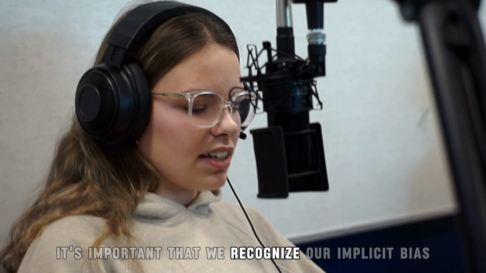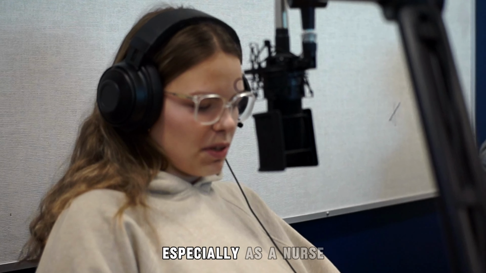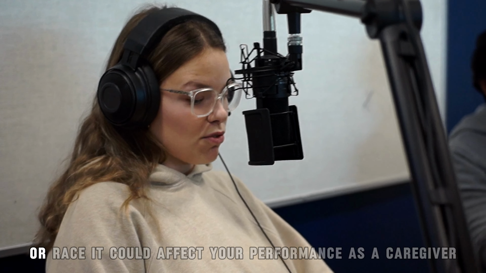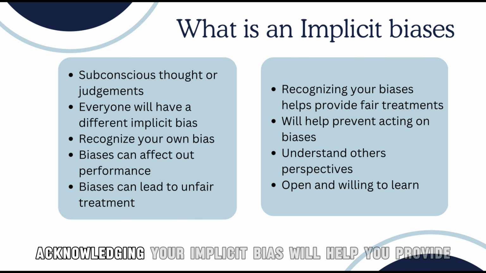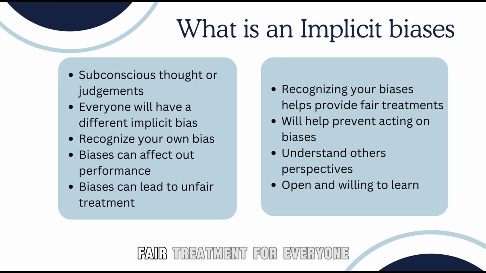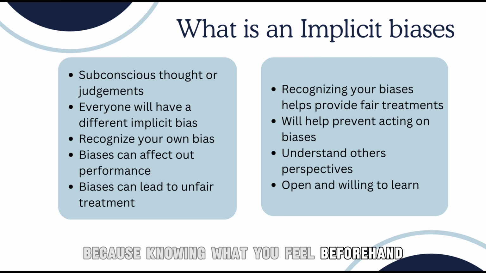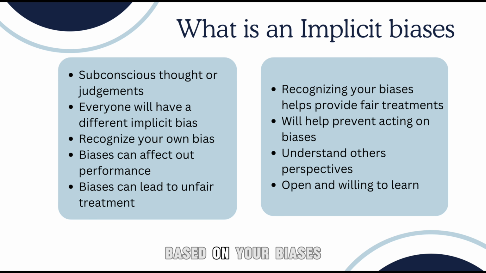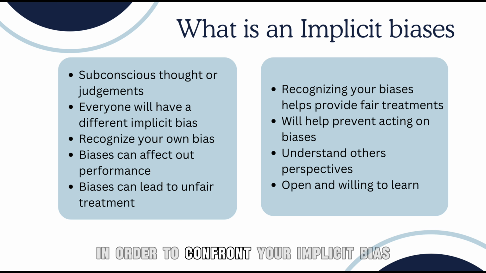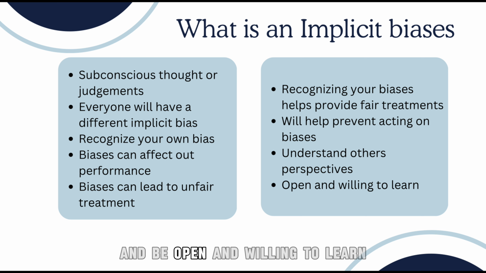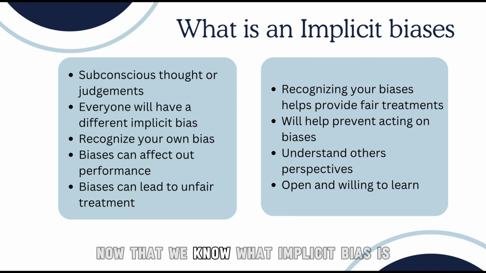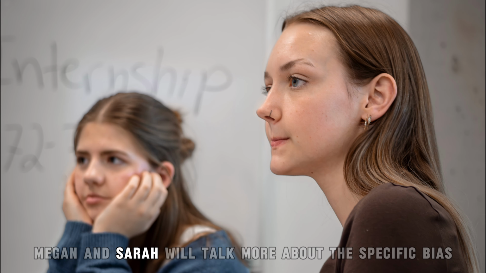It's important that we recognize our implicit bias, especially as a nurse, because if you have a bias towards a certain group or race, it could affect your performance as a caregiver for your patient. This can lead to unfair treatment. Acknowledging your implicit bias will help you provide fair treatment for everyone because knowing what you feel beforehand will prevent yourself from doing anything based on your biases. In order to confront your implicit bias, you must be able to see and understand other perspectives and be open and willing to learn.